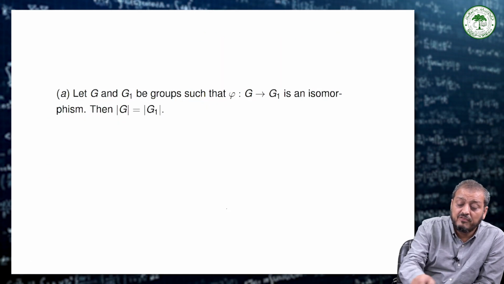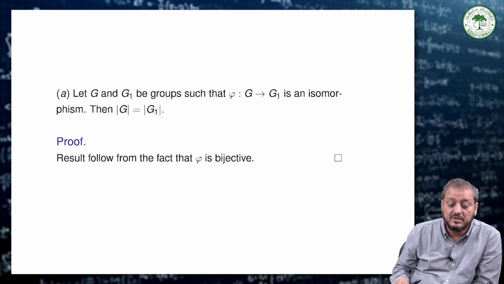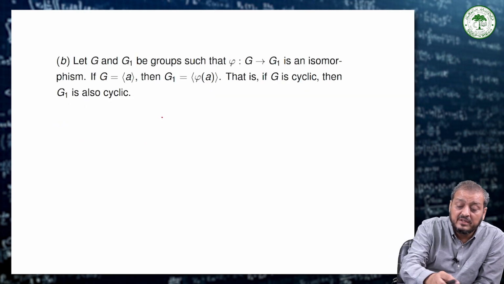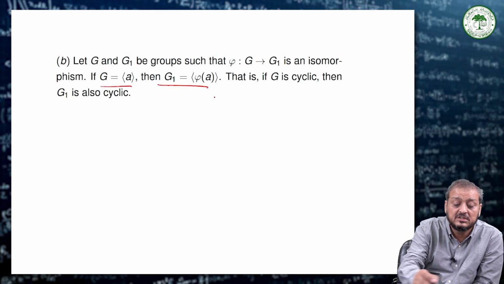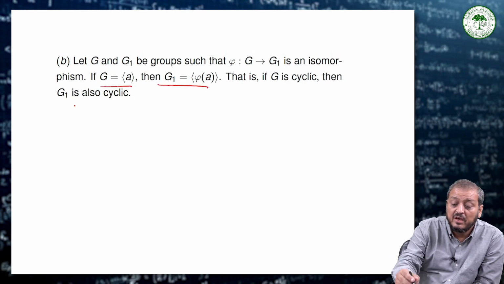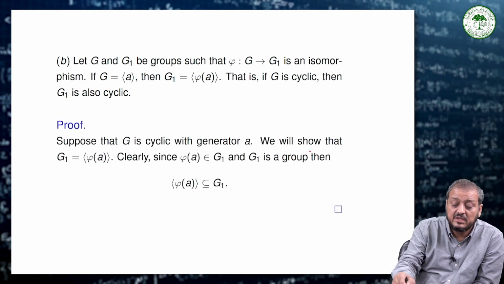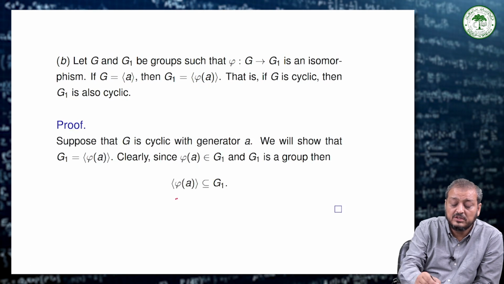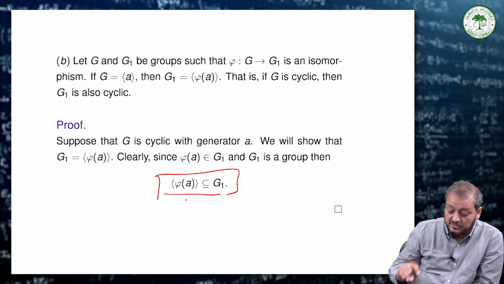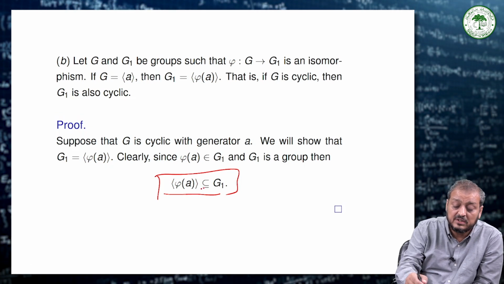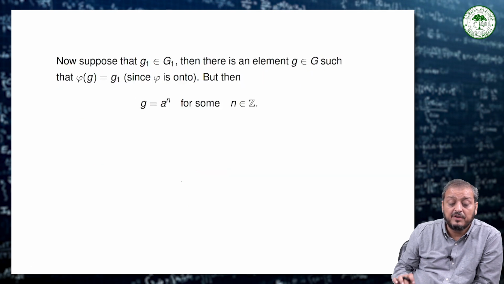So the first one is isomorphism. By the isomorphism we can use the bijectiveness, and then phi inverse is also an isomorphism. So if G is cyclic, then G1 is also cyclic. Suppose a is a generator. Now phi maps into G1, and G1 is a group. So phi of the generator is clearly contained in G1, and then we have to show that G1 is also contained in the group generated by phi of a.